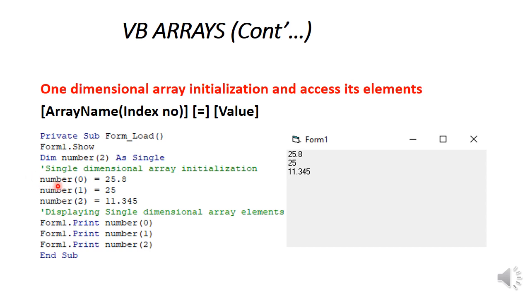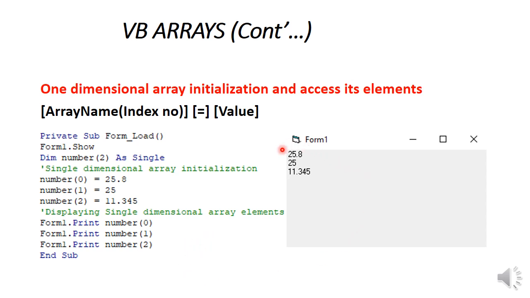To initialize, as I have told you, we write the array name and the index number of the array, then the assignment operator. Here we give the value for that memory location. So I have initialized all memory locations of my array, and now I'm going to print my array elements using the print function. We can use the print function or a list box. If we use the print function, array elements will be displayed on the Visual Basic form. So we write 3 statements to print every initialized array element.